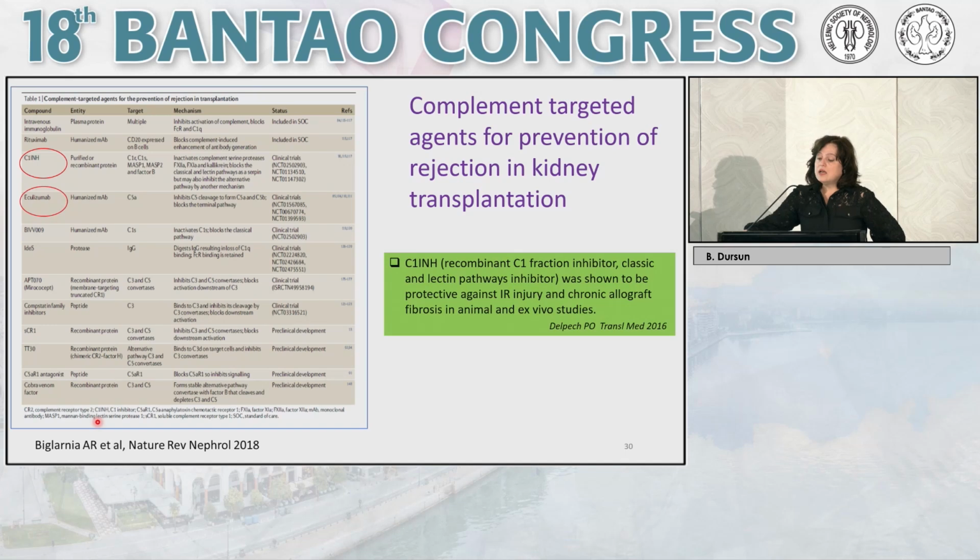For now, several agents are being tried for prevention of rejection in kidney transplantation. Of these, C1 inhibitor, a recombinant C1 esterase inhibitor, which causes classical and lectin pathway inhibition, was shown to be protective against ischemic reperfusion injury and chronic allograft fibrosis in animal and ex vivo studies.